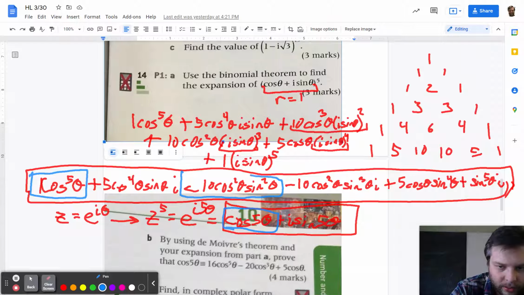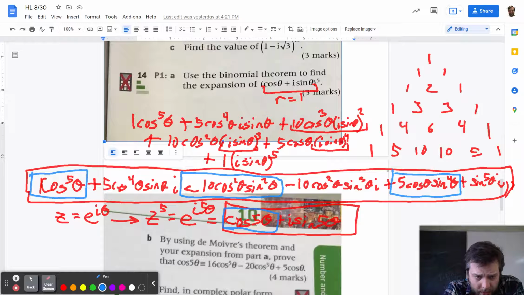This one is a real part because it does not have an i. And this one is also a real part. Okay, so somehow we are supposed to make that come out to be the 16 minus 20 plus 5. That's interesting. Okay. Well, let's see what we can do.